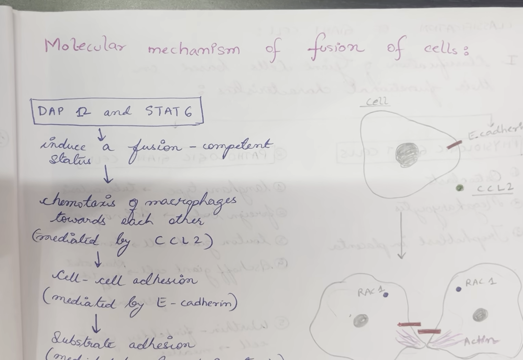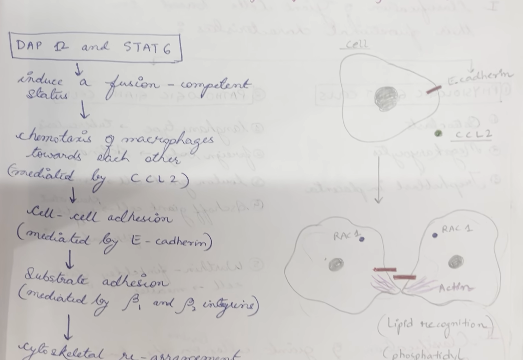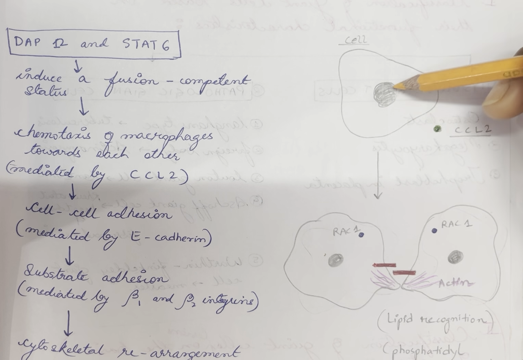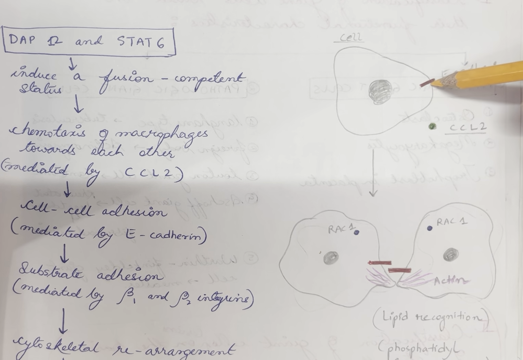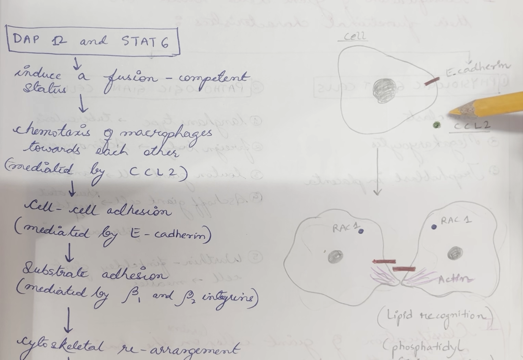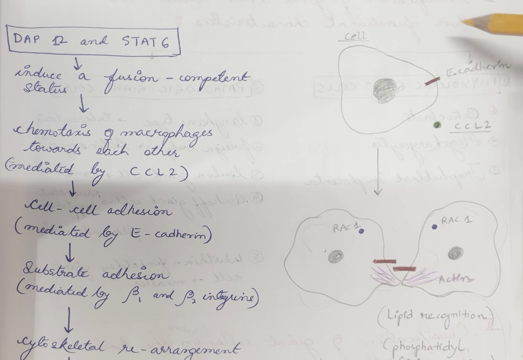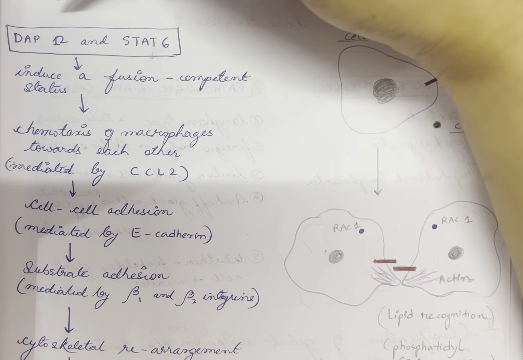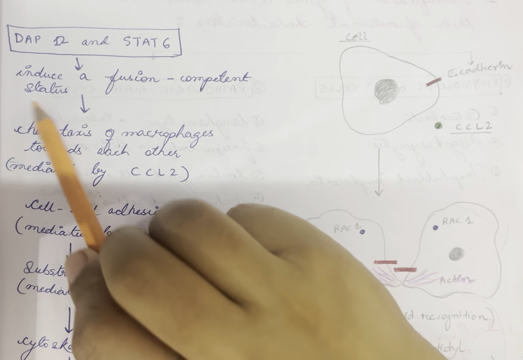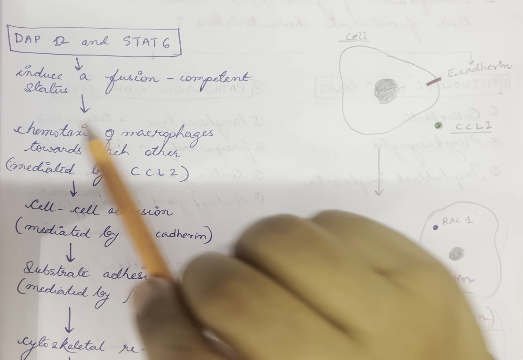Coming to molecular mechanism of fusion of cell. So here we have a cell. There is a nucleus. On the cell surface, the cell membrane, we have E-cadherin as a part of the cell membrane structure, and we have an antigen outside called CCL2. It does chemotaxis. There is DAP12 and STAT6. DAP12 and STAT6 induce a fusion competent status.